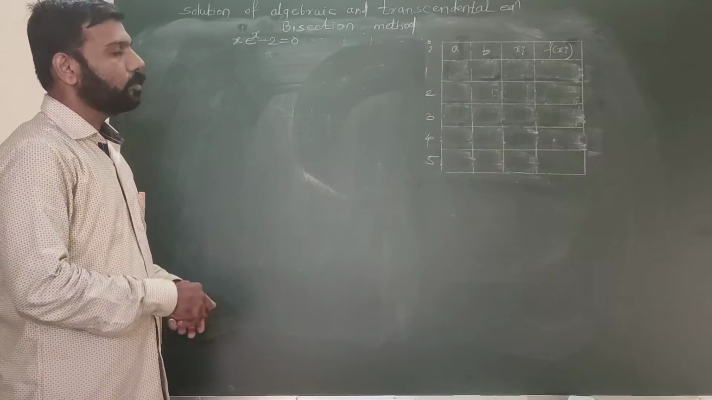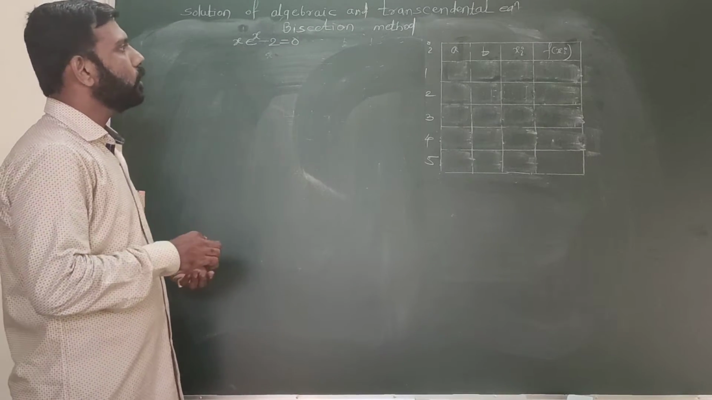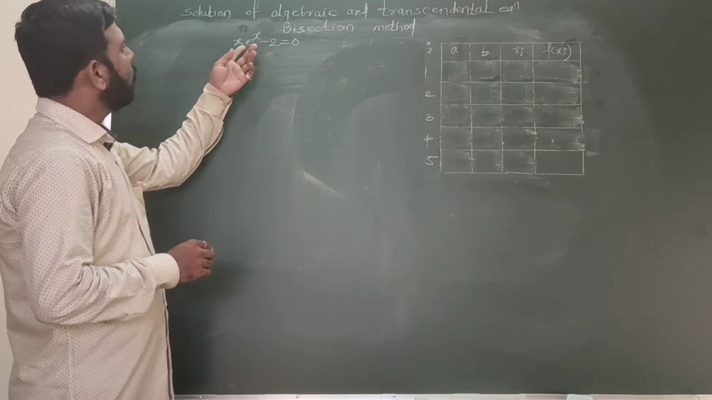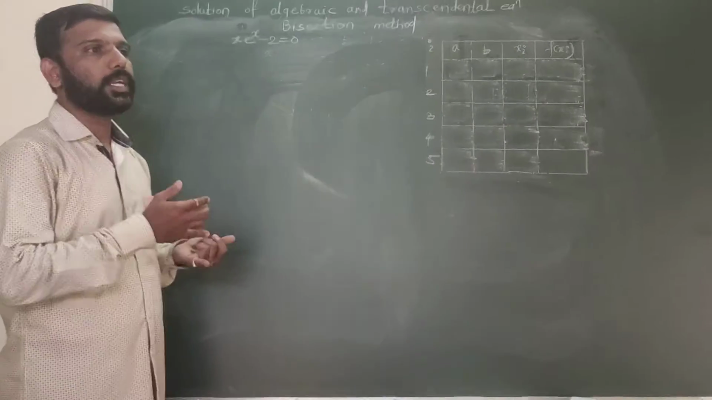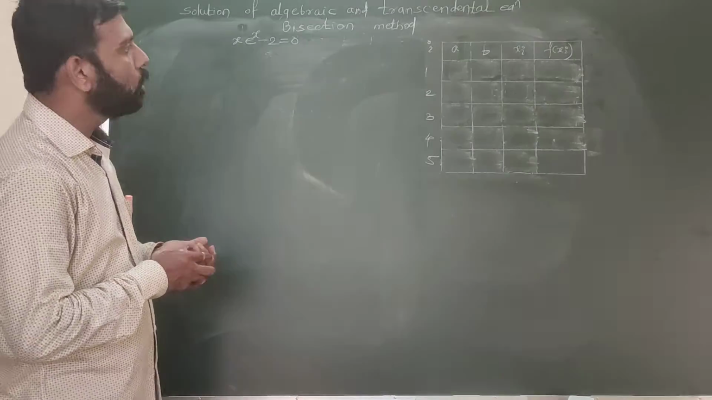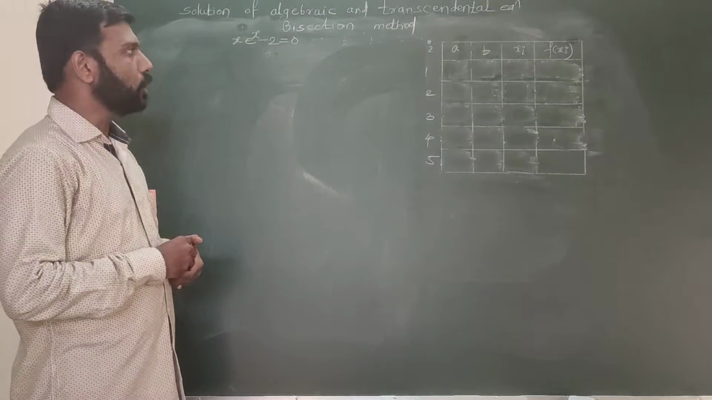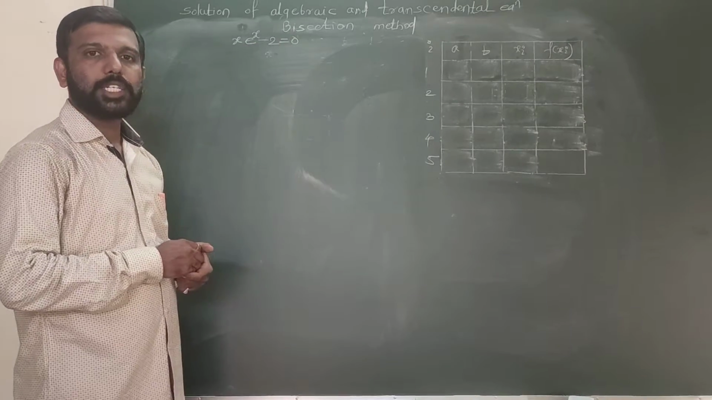Friends, now we have taken here one transcendental equation. We call this equation transcendental because it contains a non-algebraic term, that is e raised to x, exponential, trigonometric, or logarithmic terms. Then we call it a transcendental equation. Now we will try to solve this problem by using the bisection method.